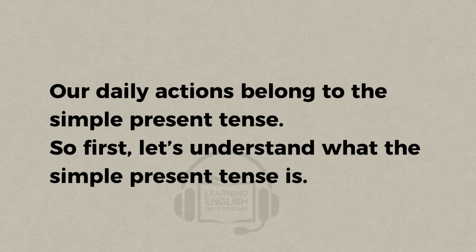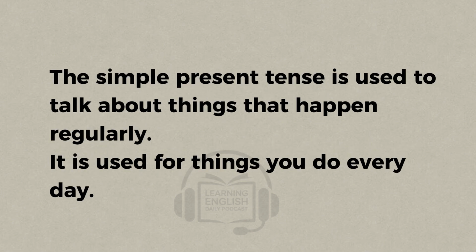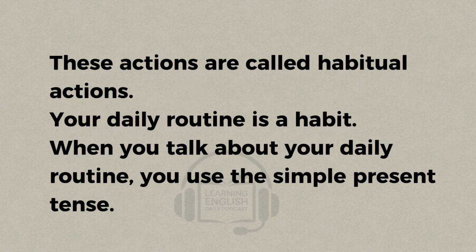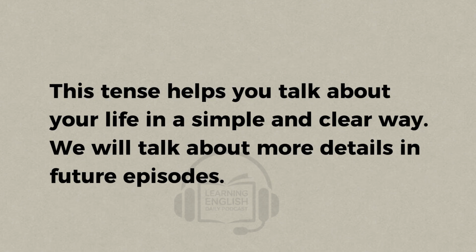So first, let's understand what the simple present tense is. The simple present tense is used to talk about things that happen regularly. It is used for things you do every day. These actions are called habitual actions. Your daily routine is a habit. When you talk about your daily routine, you use the simple present tense. This tense helps you talk about your life in a simple and clear way. We will talk about more details in future episodes.